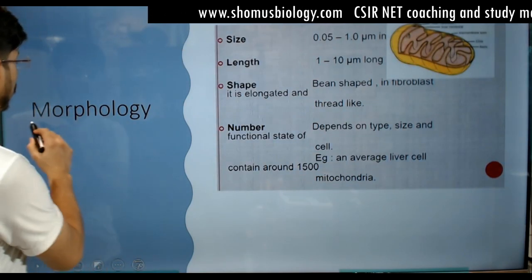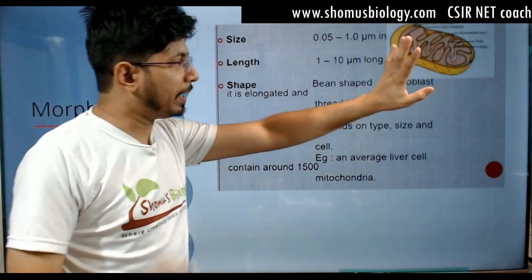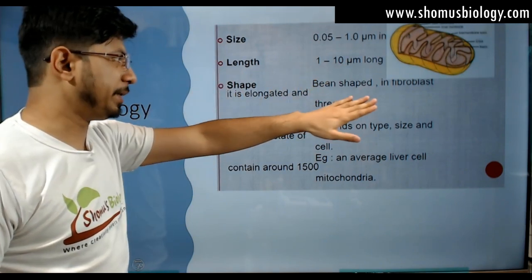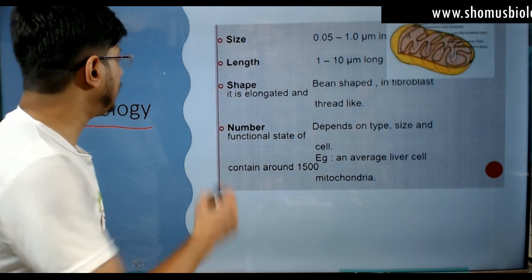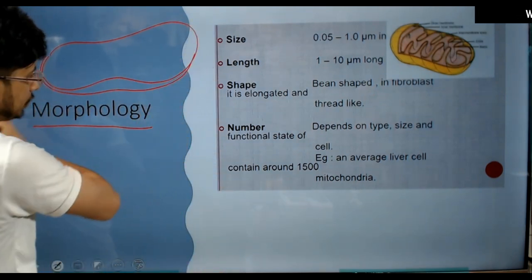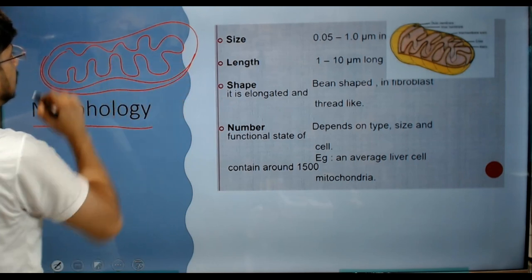Now let's look at the morphology of mitochondria. The size is 0.5 to 1 micrometer in width, and length 1 to 10 micrometer. Shape is bean shaped. You can see this is the kind of shape. We simply draw mitochondria something like this in a cross section view, and they have this infolded structure known as cristae. We draw it like that.